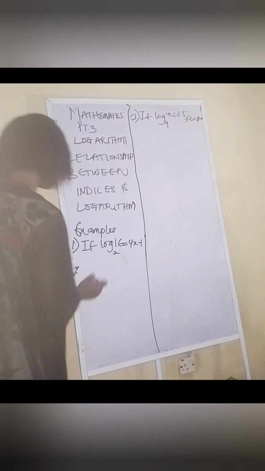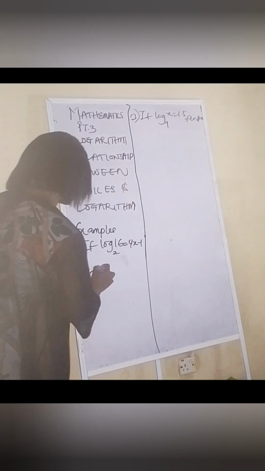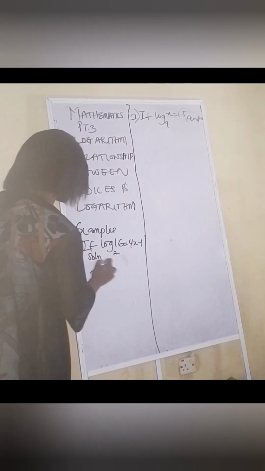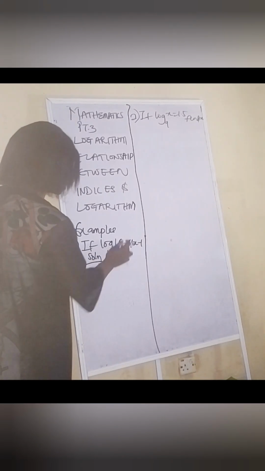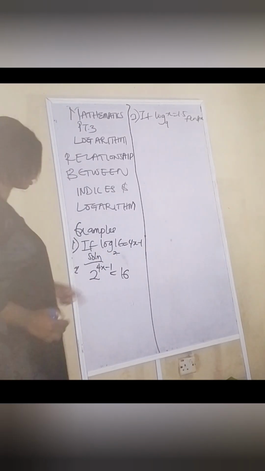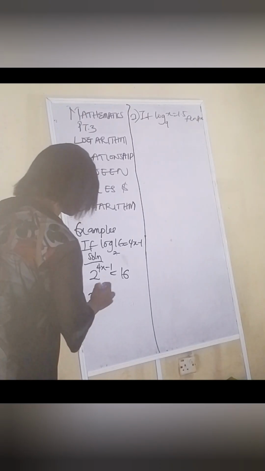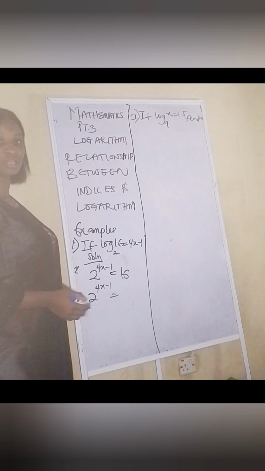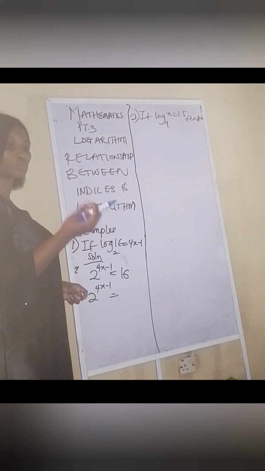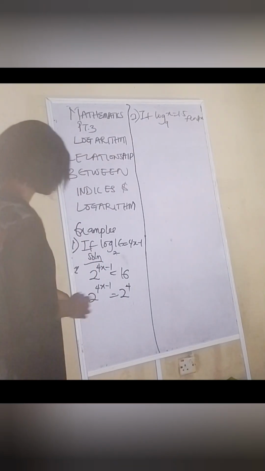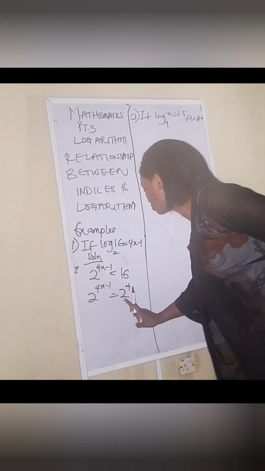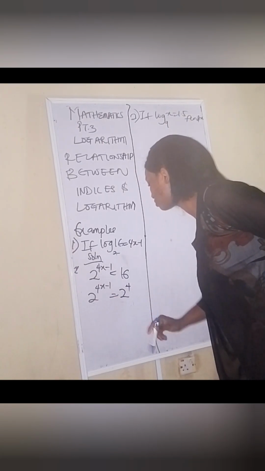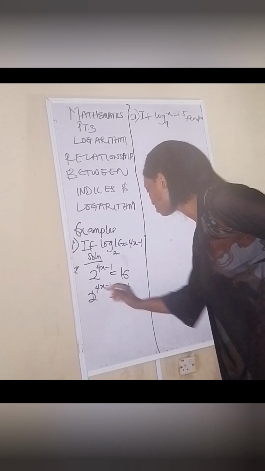So now we have 2 raised to power 4x minus 1 equals 16. Now, 2 in how many places gives us 16? 4 places: 2 times 2 is 4, times 2 is 8, times 2 is 16. So 2 in 4 places will give us 16. Now we have the same numbers, 2 equals 2, so we can cancel it or just leave it that way.